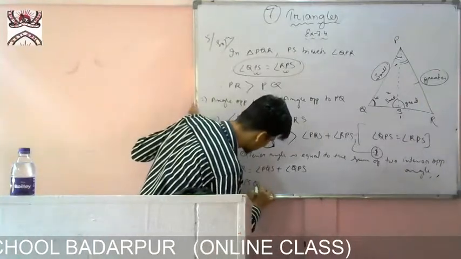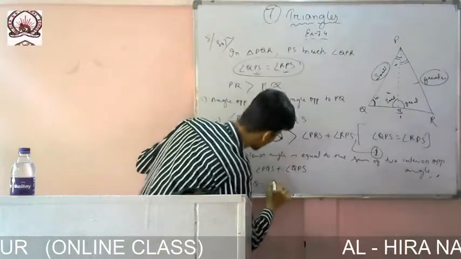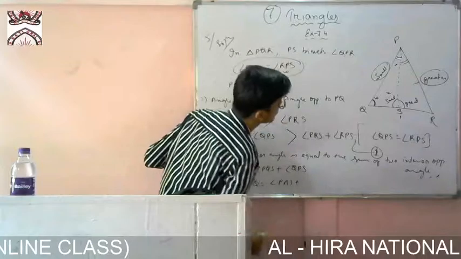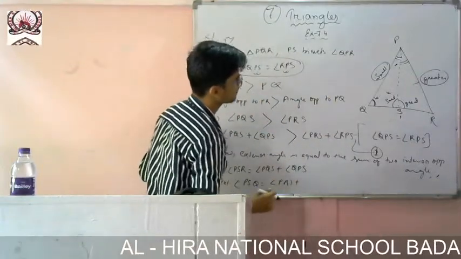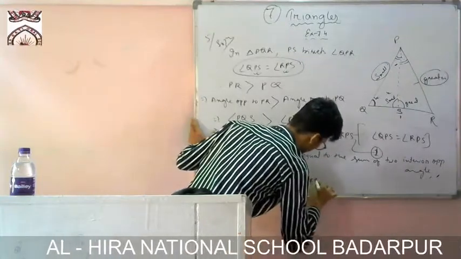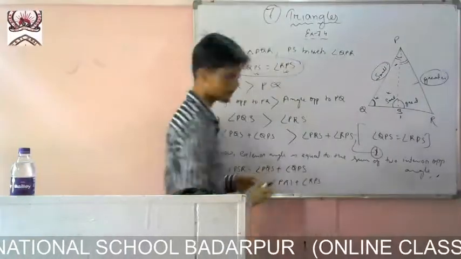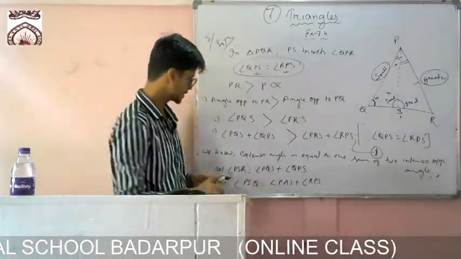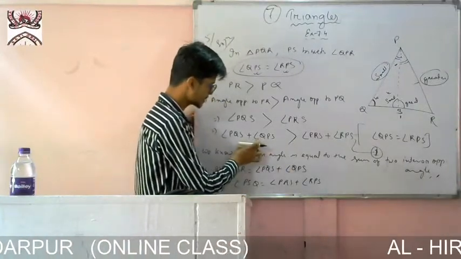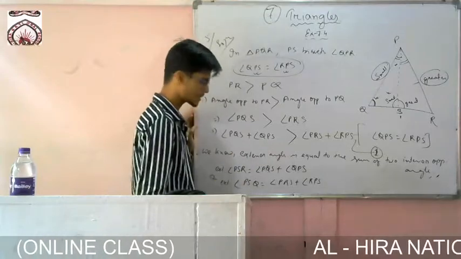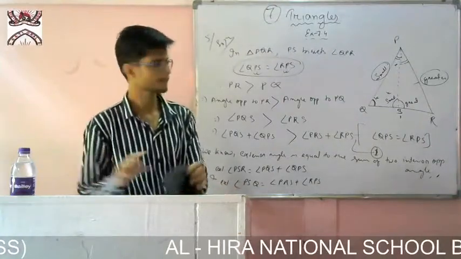So I have PSQ will be equal to this one plus that one, that means angle PRS plus angle RPS. Okay, so I have shown this one. Now you see this part is equal to this one, that means in place of this one I can write exterior angle PSR, in place of that one I can write exterior angle PSQ.